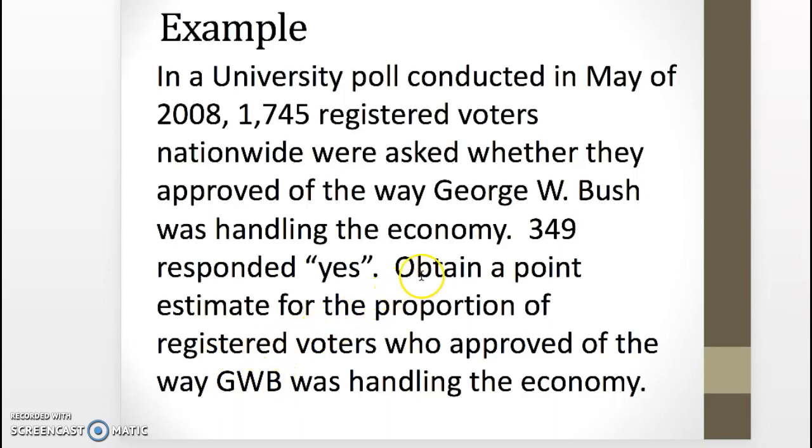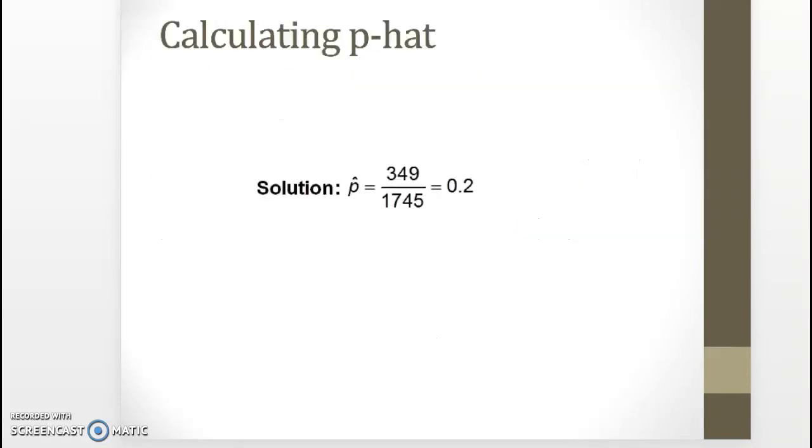So notice in this scenario, we have a sample size. We surveyed a total of 1,745 registered voters. 349 of them had the desired outcome of saying yes. So if we wanted the proportion, we would just divide. So this idea of a p-hat is something we already know how to do. It's just the vocabulary we're attaching to it makes it sound a little bit harder than it is sometimes.